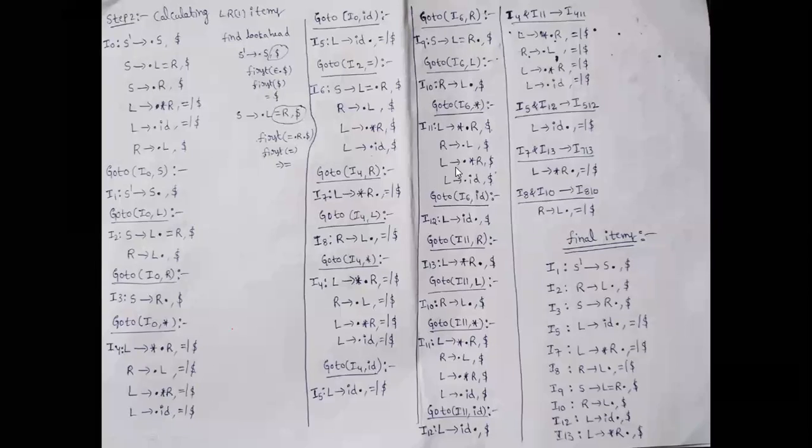We are applying go to, considering I12. It is a final production, no need to expand. I13 is also a final production, no need to apply go to. I10 is a final one, no need to apply. And I11, we have already applied go to on, so no need to expand. I12 is already a final production. So these are the final productions, so no need to apply any go to function on the given states.